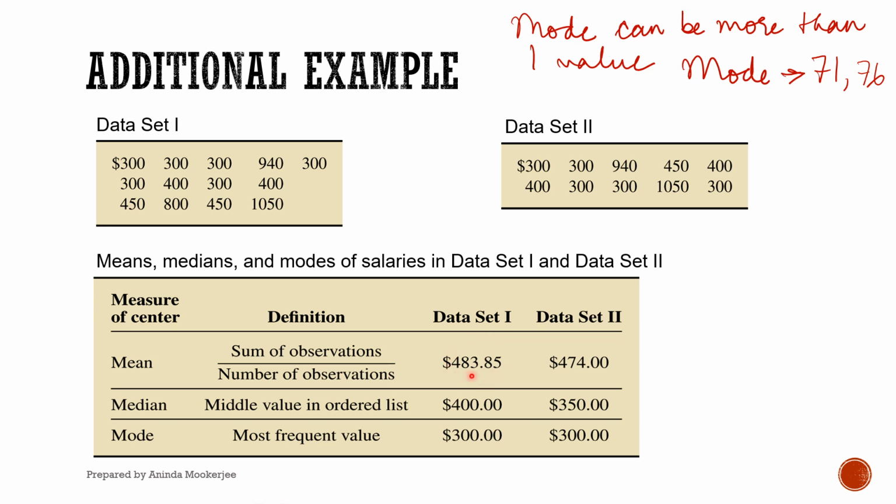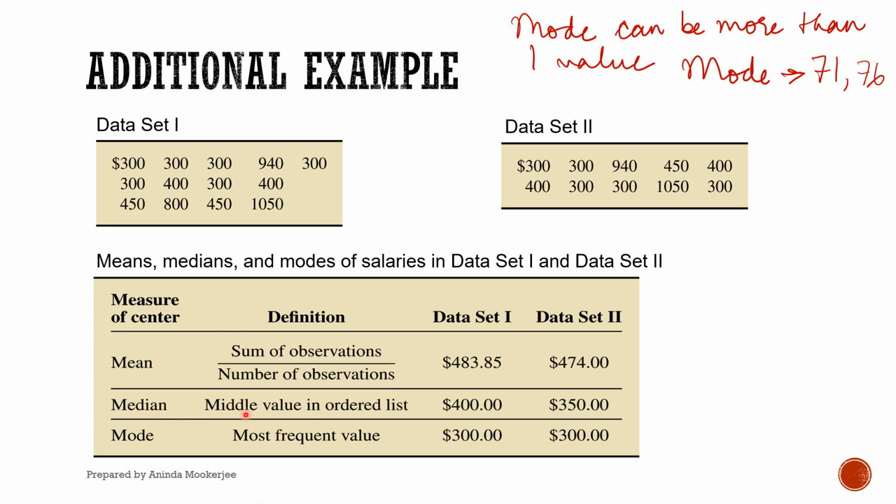It looks like it was values pertaining to money, so dollar, 300, and so on. So data set 1 had a mean of 483.85. Data set 2, that means we summed up all the values in data set 2 and divided by 10 in this case, we got a mean of 474.